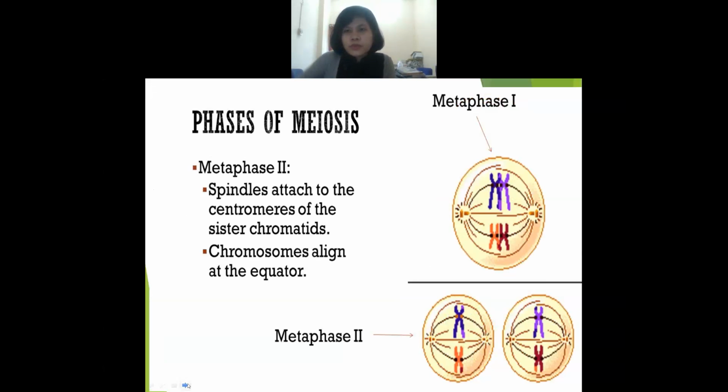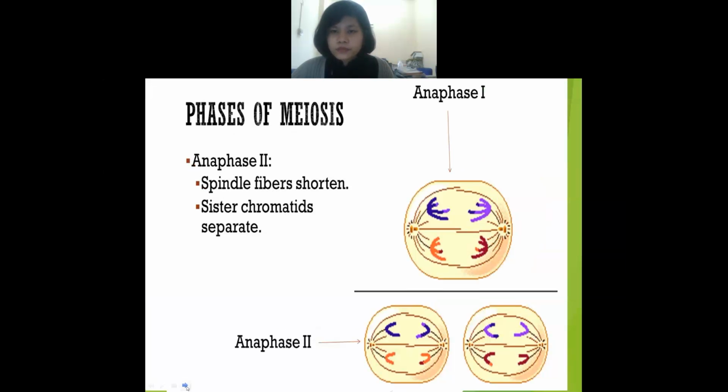Next is the phases of meiosis. In meiosis 2, in metaphase 2, what will you find? You will find that the spindle fibers attach to the centromere. This is the centromere, they attach to both sides and align at the equator. This is the equator, so they line up here. Understand?